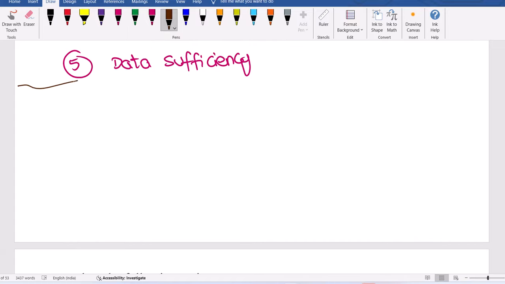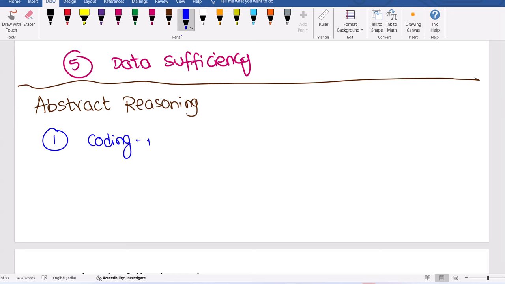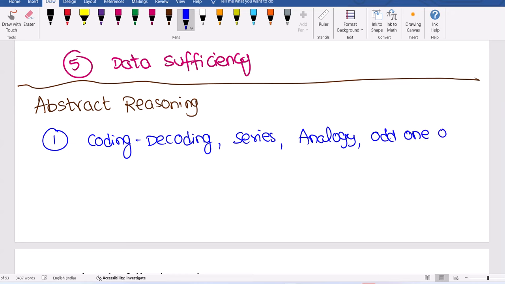Similarly, in abstract reasoning, the area you need to focus on very much is coding and decoding. Coding and decoding, series, analogy, odd one out. All these are interlinked, bit related stuff. So these topics you need to focus on.